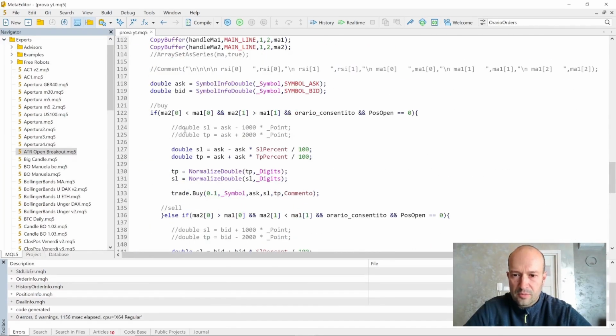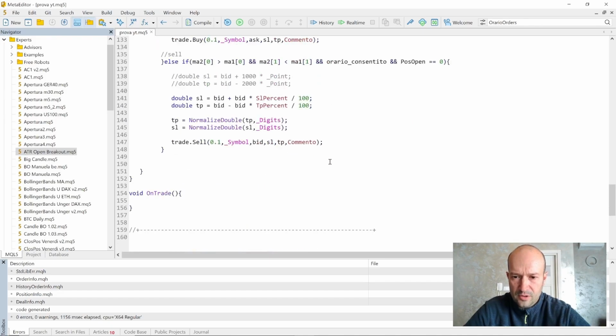Going down to where we previously had our stop loss and target in points, now I've changed it so that the stop loss is equal to the ask, meaning the entry price, minus the entry price times the percentage we've chosen divided by 100. The target is the opposite. Here we're in the buy condition, so the target needs to be higher than the entry price, which means the entry price plus the entry price times the percentage we've set.